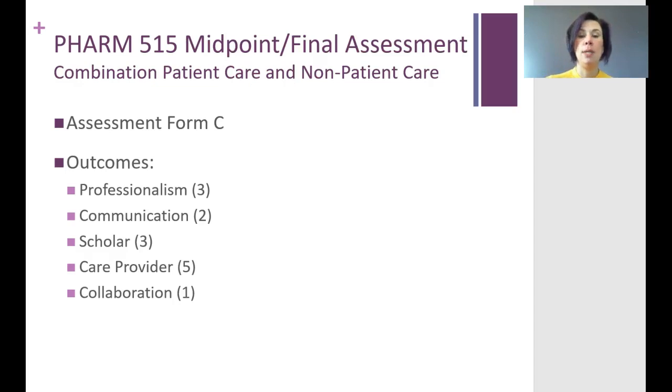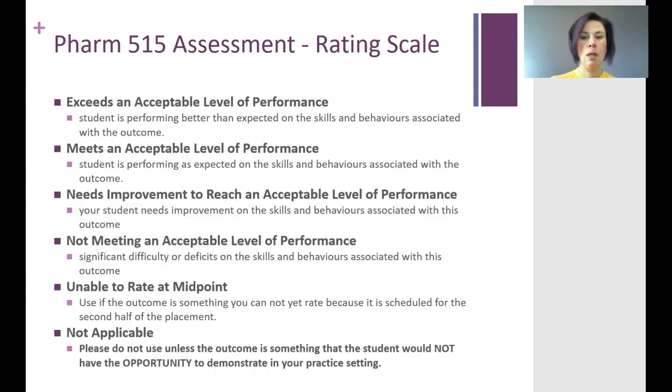For combination placements, the outcomes are 1 for professionalism, 2 for communication, 3 for scholar, 5 related to the care provider outcomes, and 1 for collaboration. This is referred to as Assessment Form C. For all outcomes, the same rating scale is used.